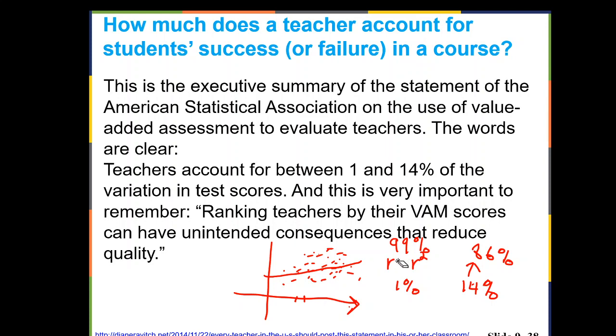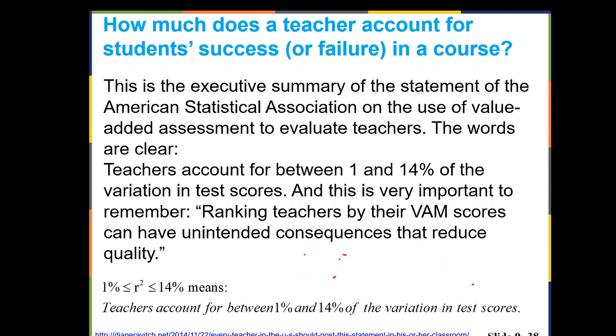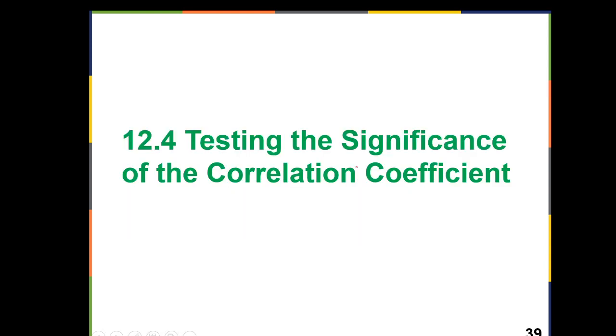There are other factors. So they wrote a letter to mention that ranking teachers by their VAM, that's the value added measure that they use, the VAM scores, can have unintended consequences that reduce quality in K-12. All right, so that was an application for the coefficient of determination, and I talked about that already. All right, so now I'm going to stop this video right here and make another video for the rest of chapter 12.